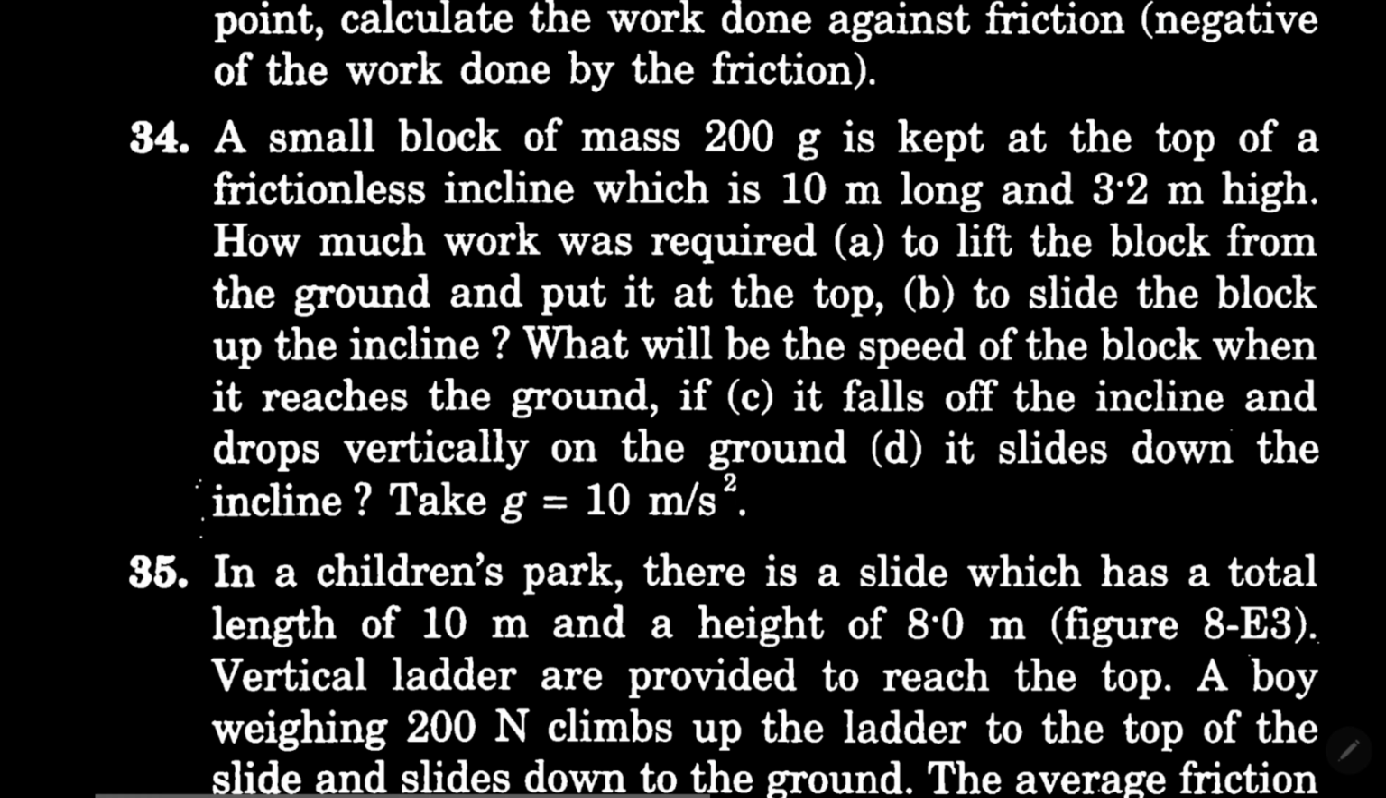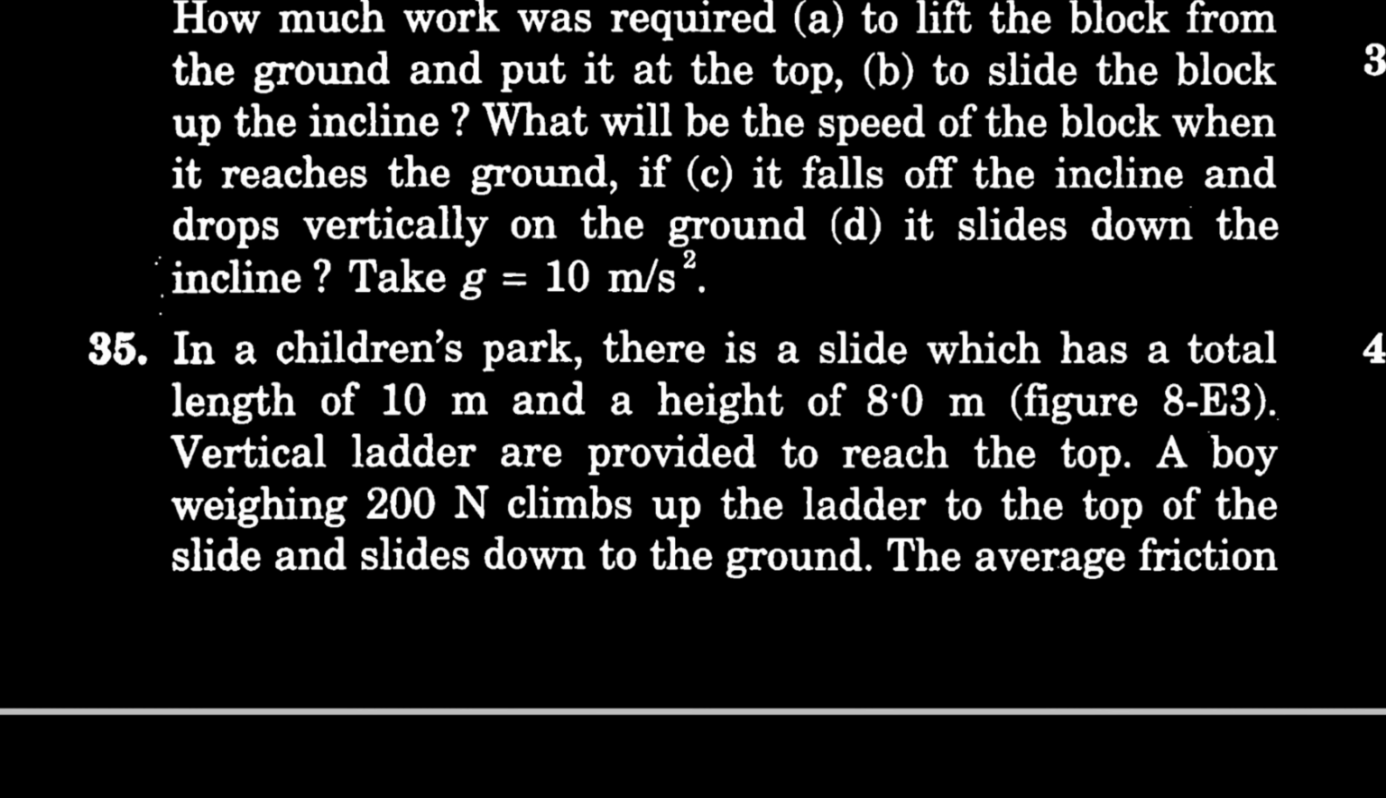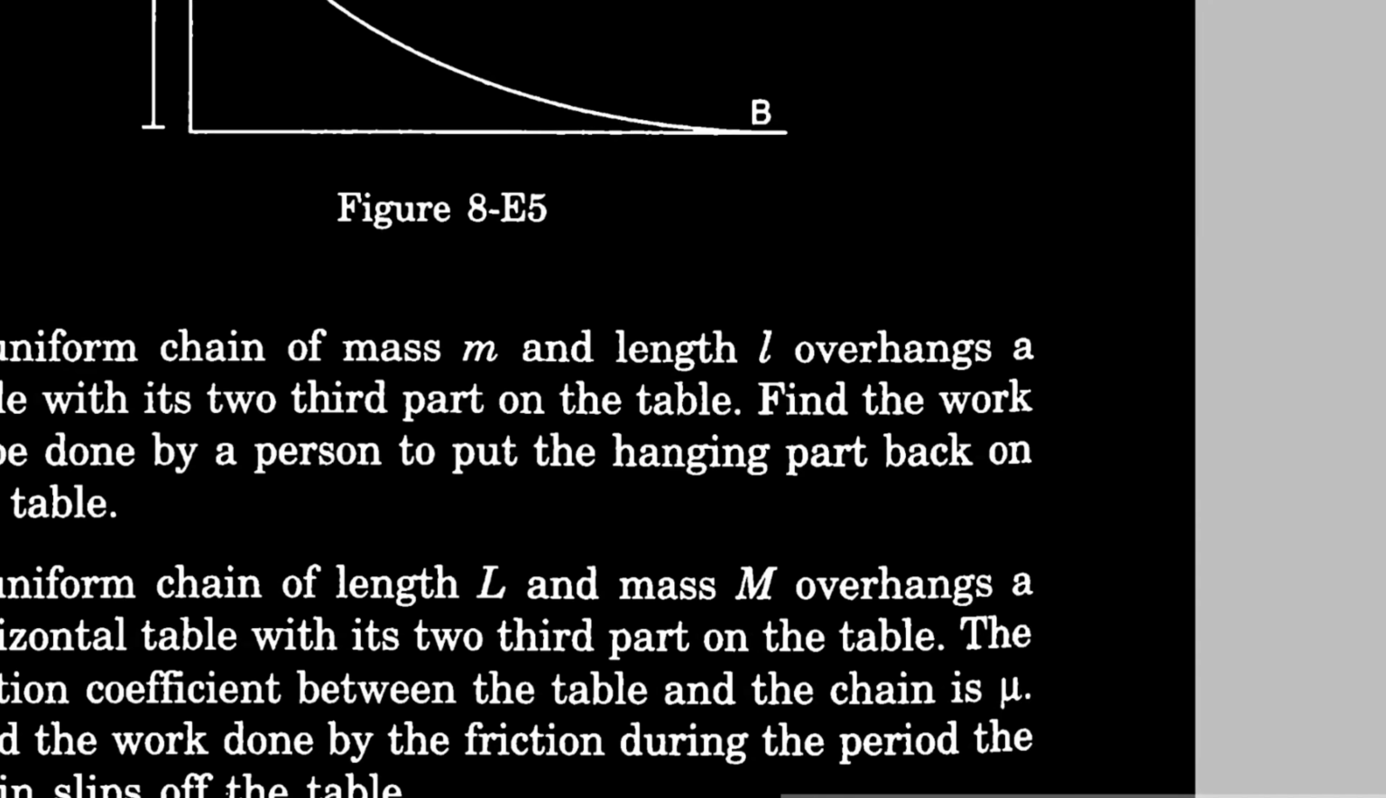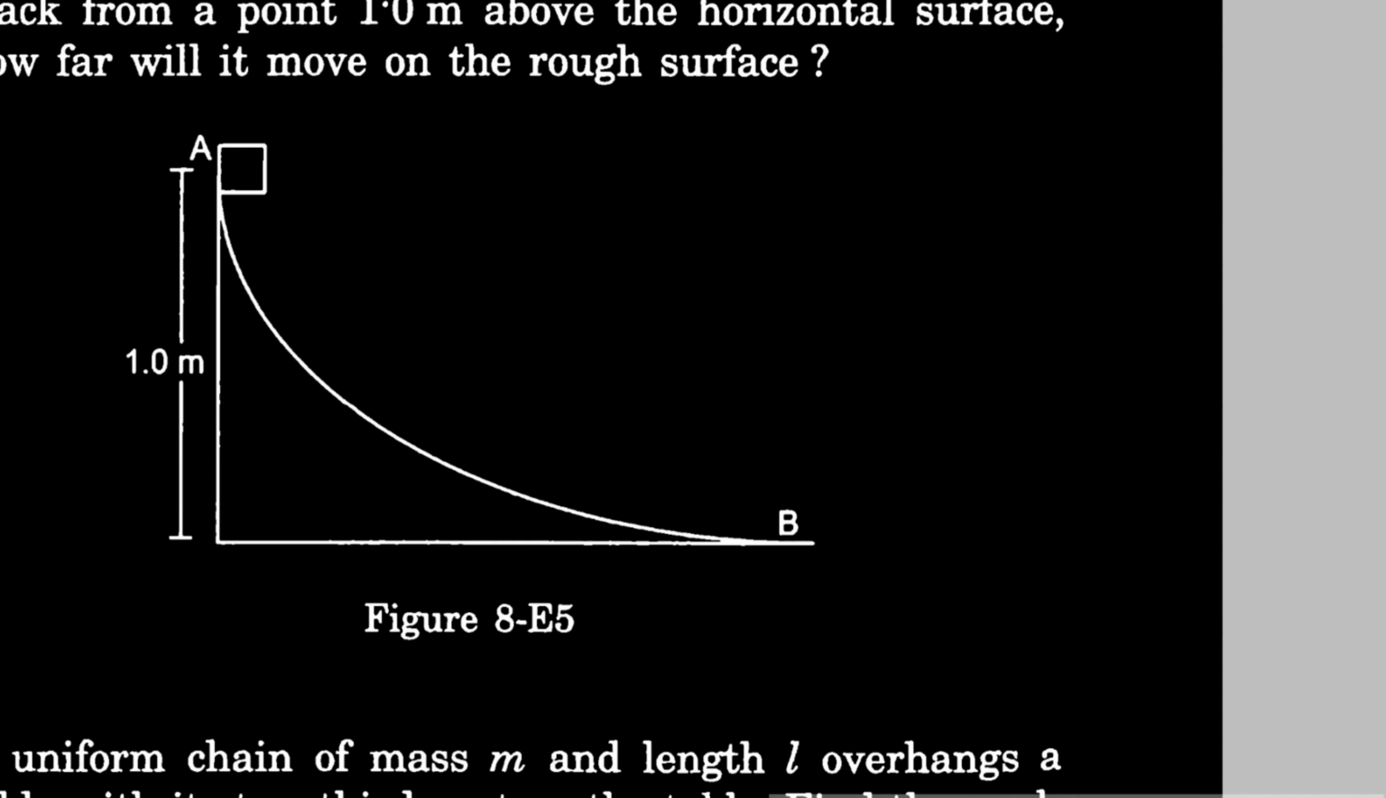In question 35, we have at children's park, there is a ladder. A boy weighing 200 Newton climbs up the ladder. The average frictional force offered by the slide is 3/10 of its weight. So we need to find work done by the ladder on the boy as he goes up, and the work done by the slide on the boy as he comes down. So this is 35.